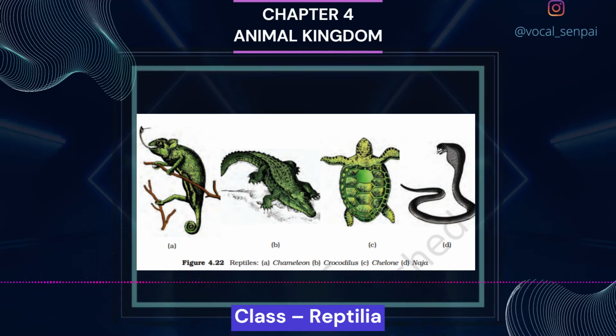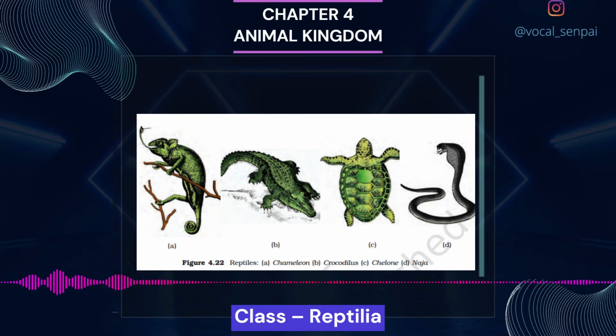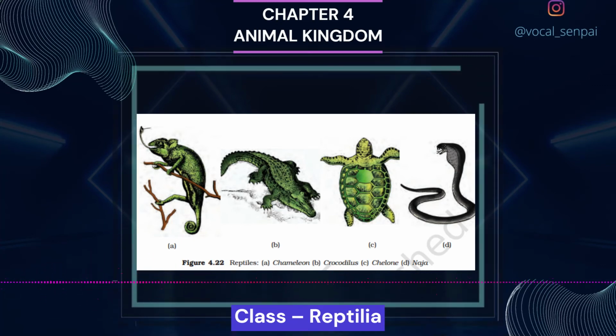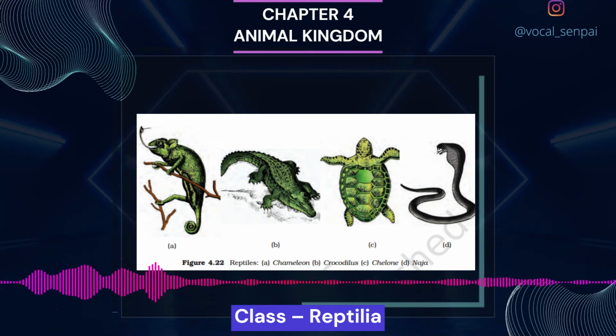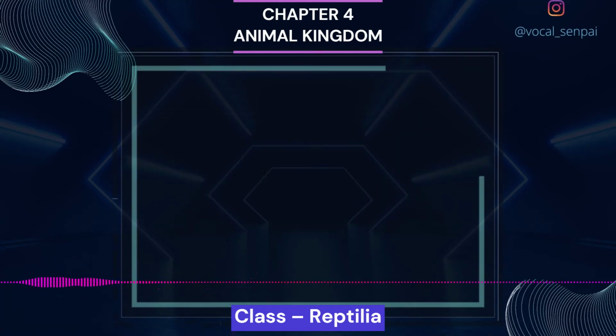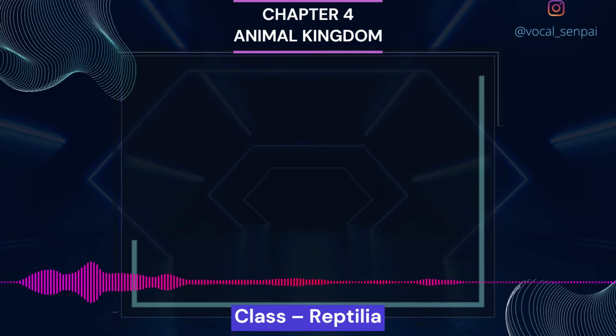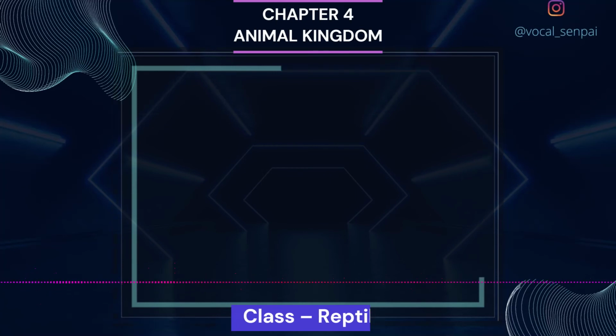Chameleon, tree lizard, Calotes, garden lizard, Crocodilus, crocodile, Alligator, alligator. Hemidactylus, wall lizard, poisonous snakes, Naja, cobra, Bungarus, krait, Vipera, viper.